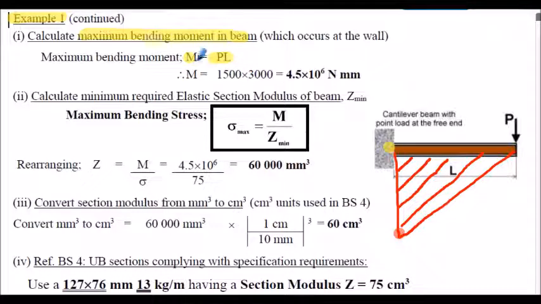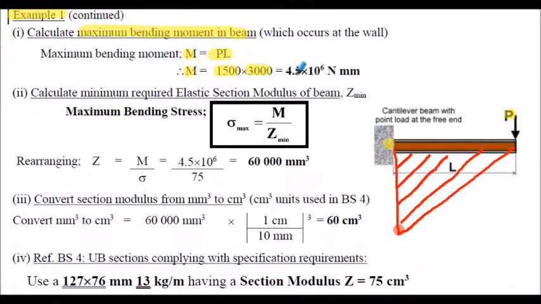So the maximum bending moment, which will occur at the wall here, is 1500, that's the force P applied at the free end, multiplied by the length of the beam, which is 3000 millimeters. So the maximum bending moment at the wall is 4.5 times 10 to the 6 Newton millimeters.